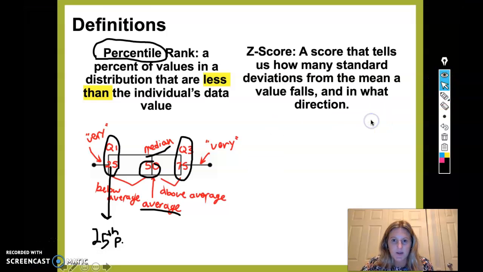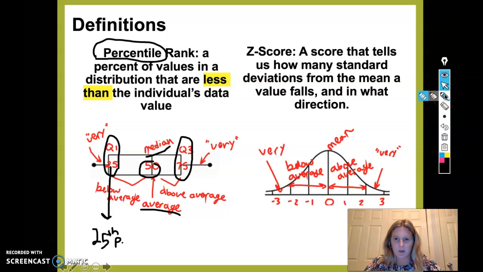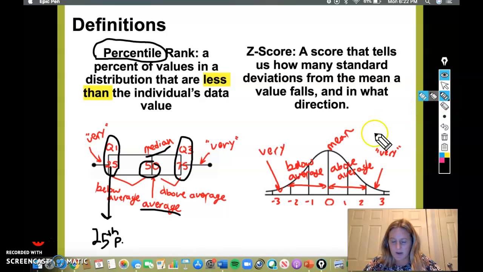Let's cover Z-scores. A Z-score is a score that tells us how many standard deviations away from the mean a value falls, and in what direction. Oh my goodness, so much stuff in there. What that means is it helps to have a picture. Here's my picture. Let me explain it.